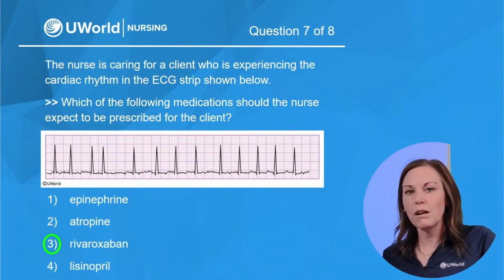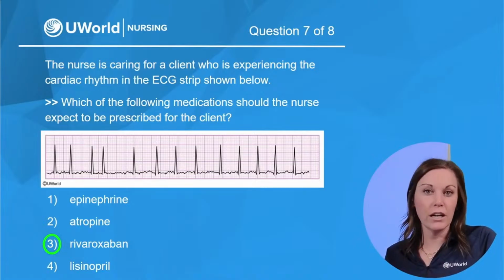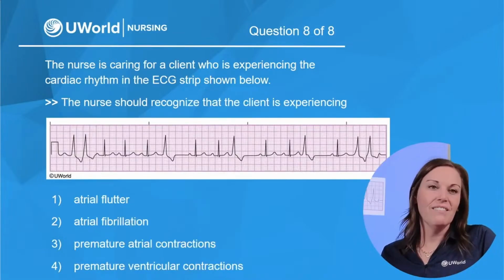Epinephrine wouldn't be appropriate for AFib. Atropine, again, we would give for bradycardia, and lisinopril is going to be an antihypertensive medication. All right, good work, you guys.